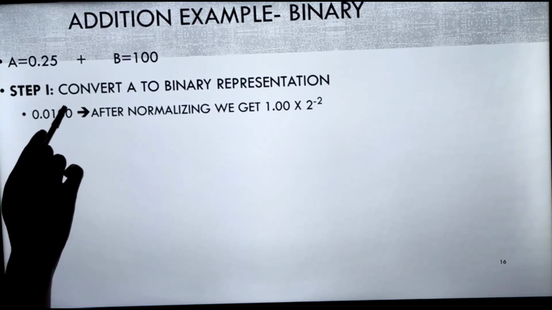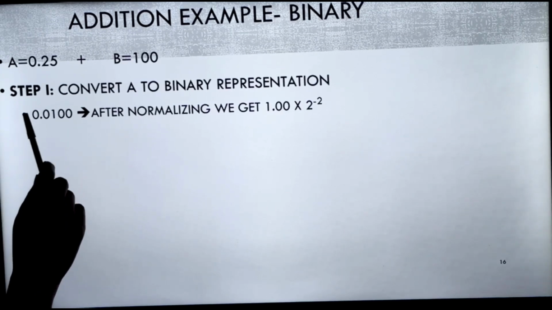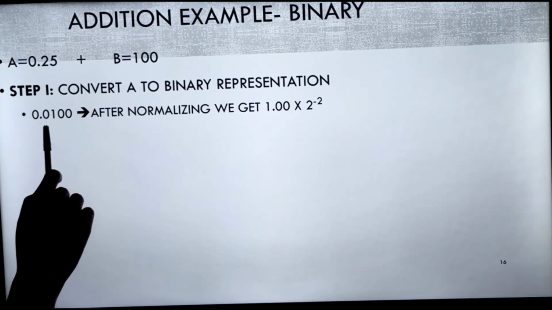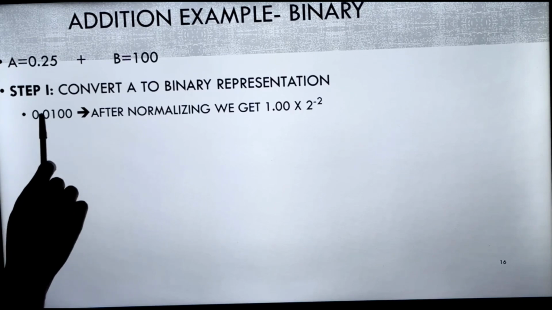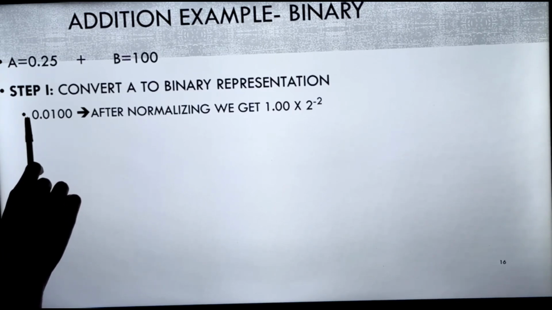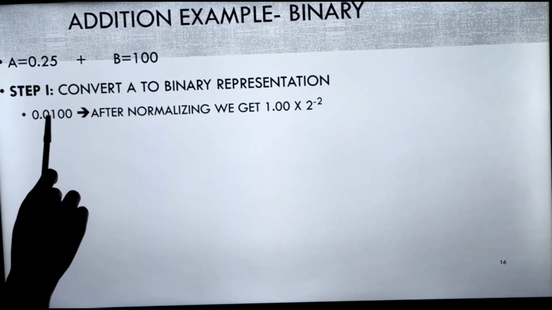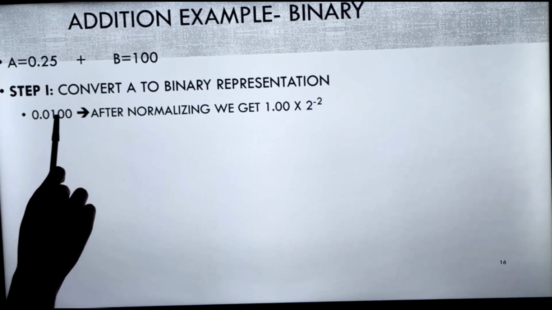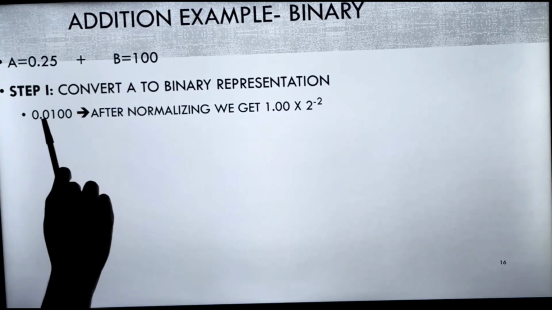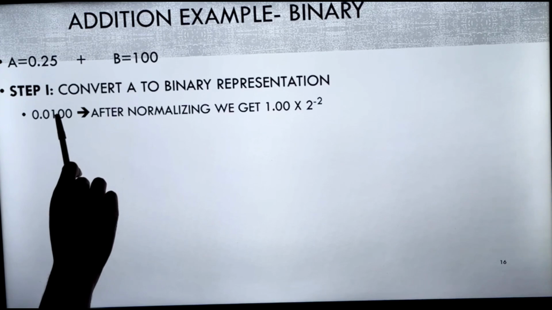Next, what I have to do? I have to make it 1 dot something. So if I want to make it 1 dot something, now I have to move right side, not left hand side. In the previous example, we moved to the left. Now we have to move to the right. So it will be 1.00, right? So 1.00 into 2 to the power minus 2 now, because I am moving 2 times right hand side.